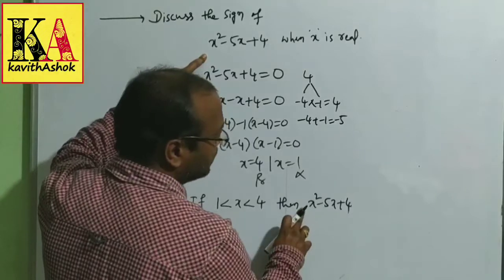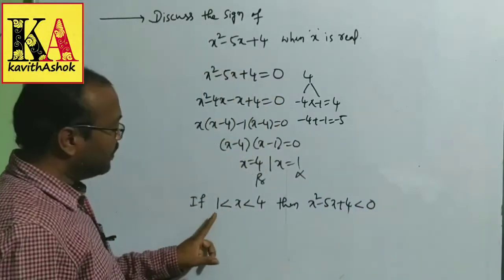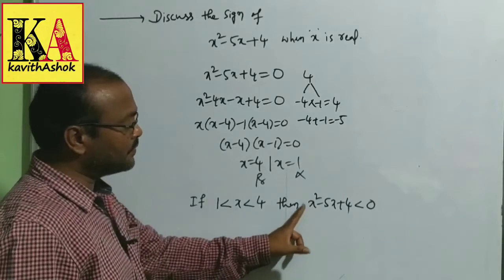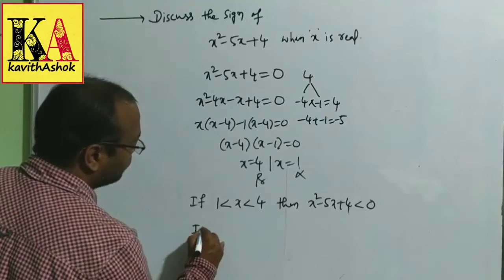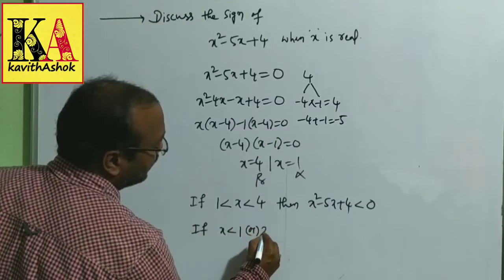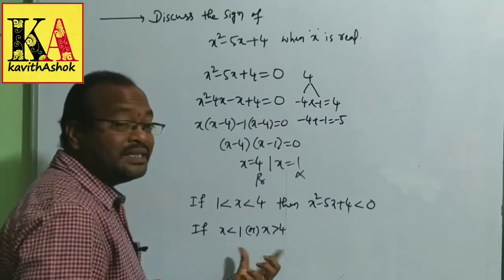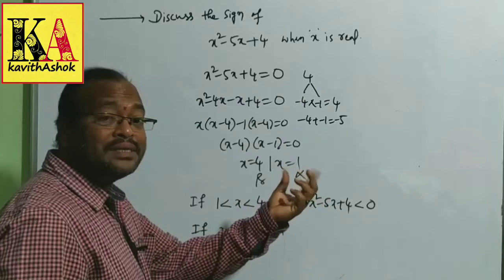So the x square coefficient is positive, right? Opposite sign in the sense this will be less than 0. For 1 less than x less than 4, x square minus 5x plus 4 is less than 0. If x less than 1 or x greater than 4, repulsion is there. Repulsion is there in the sense that they have the same sign.